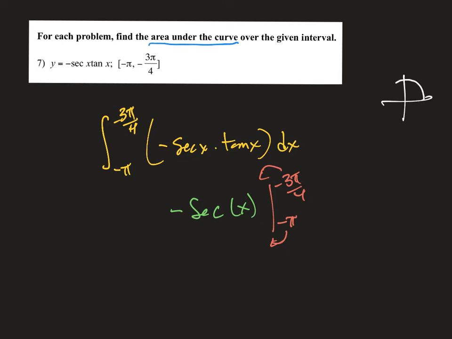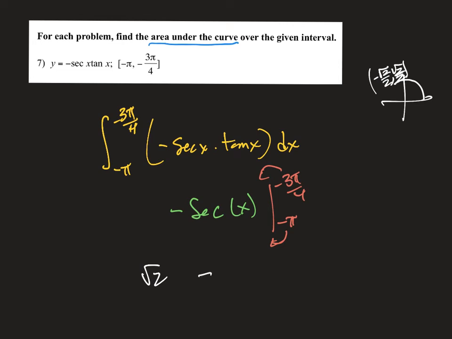Negative 3 pi over 4 is over here. The coordinates are negative square root of 2 over 2, comma square root of 2 over 2. We need the reciprocal of the cosine, which is the x coordinate. So we need negative 2 over the square root of 2, which is negative square root of 2. But it's negative of that, so that's positive. Okay, so positive square root of 2 is what you get when you do the negative of negative square root of 2. Then we need a minus sign.